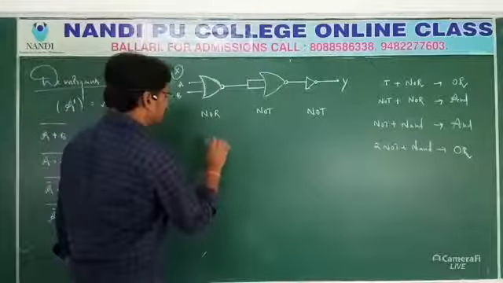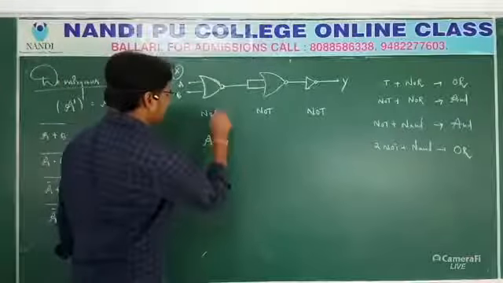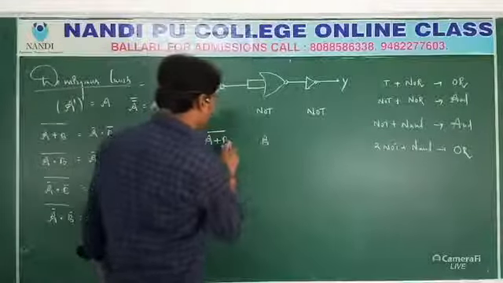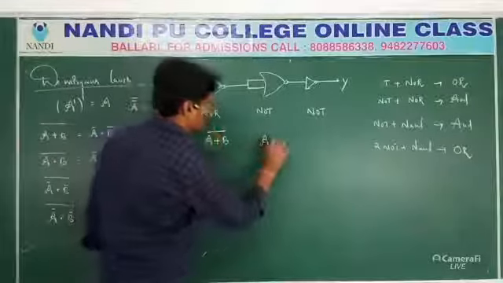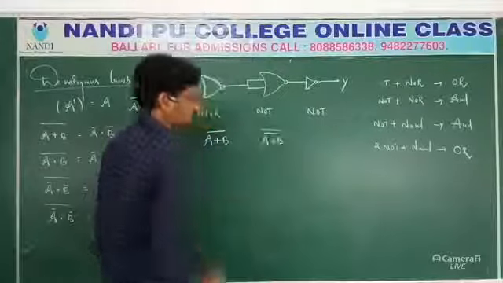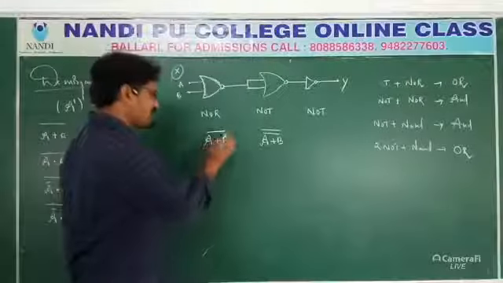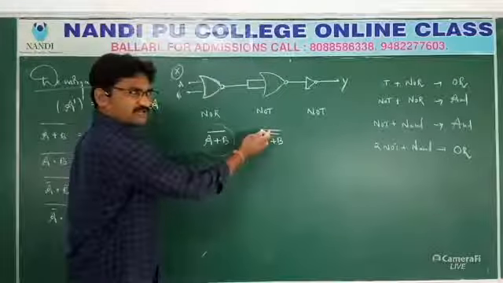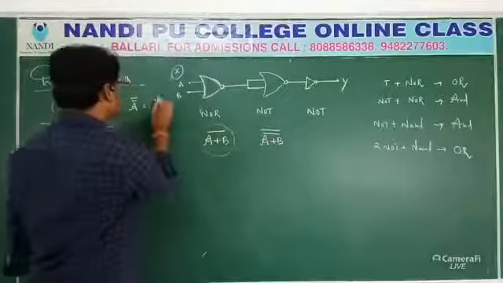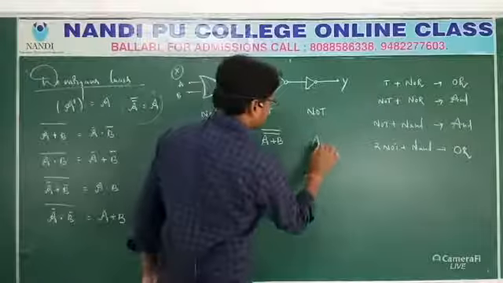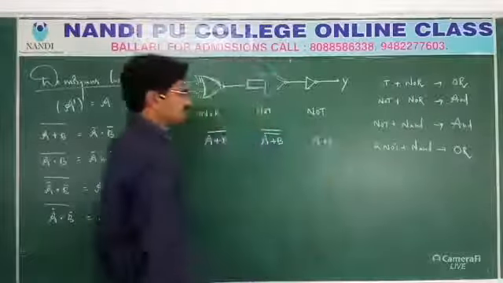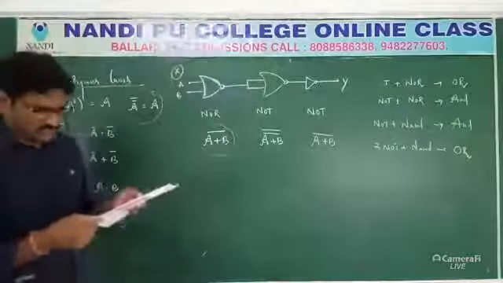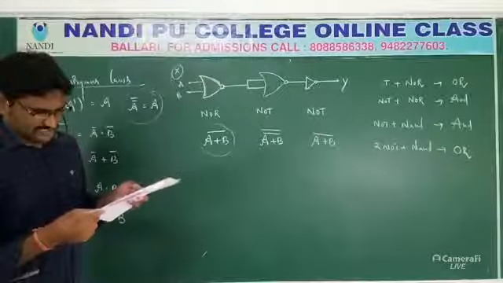NOR gate means generally OR gate, A plus B, and again NOT, whole bar. That is already the input now. Then again the NOT gate gets it, and again one bar will come. So A plus B whole bar bar, double bar. As per this formula, it is the same: A plus B. Again NOT means I have to put a bar: A plus B whole bar.